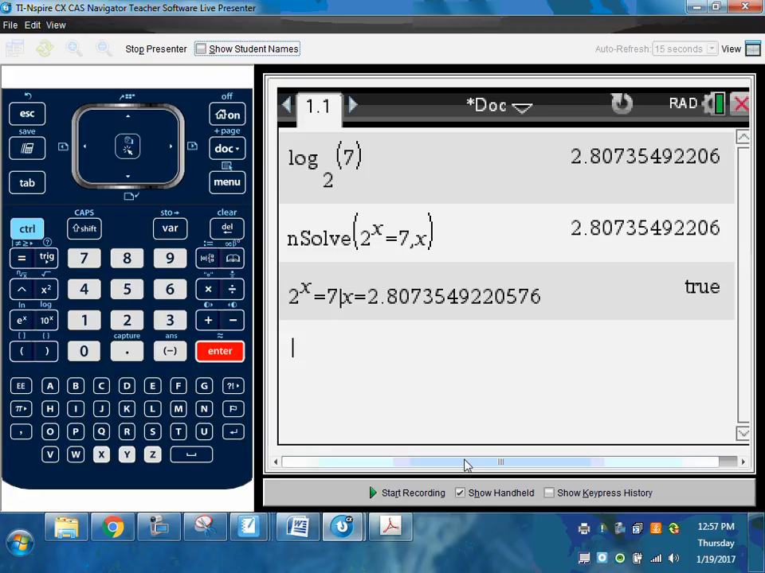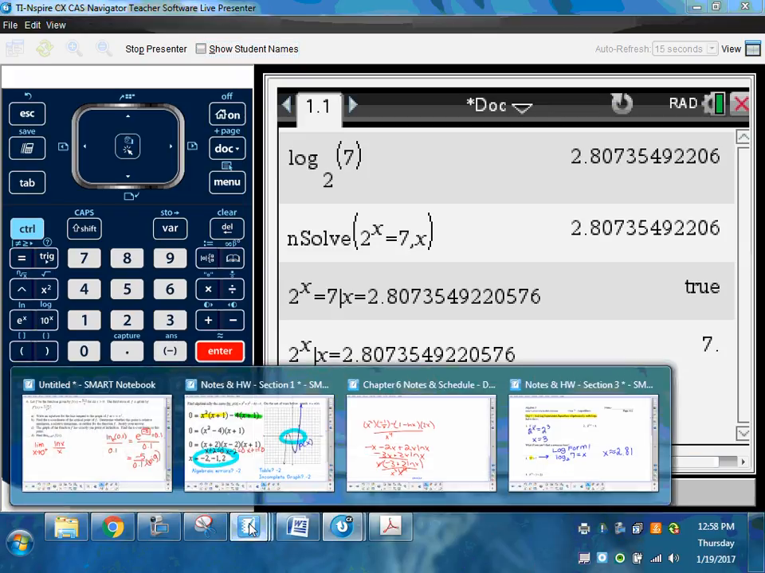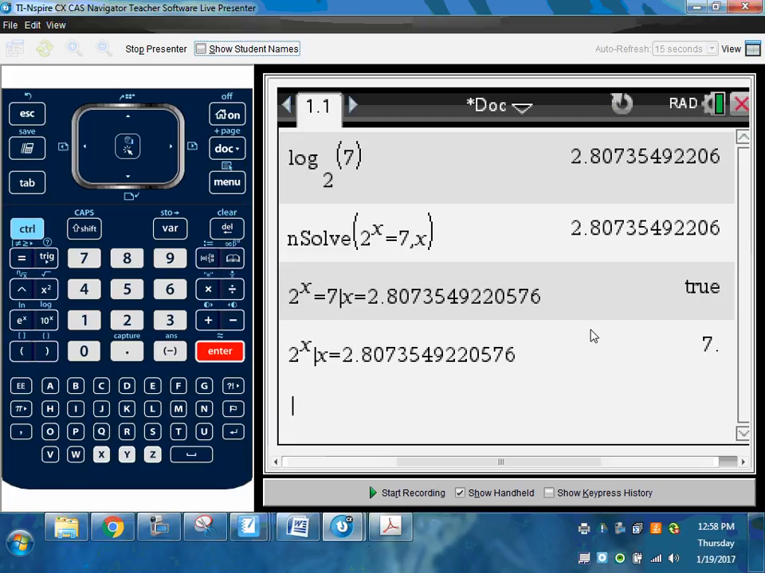The other way of checking it is this. Do out 2 raised to the x, and then don't put an equal sign, put a bar there, because you're going to evaluate out the expression at x equals 2.8 and some change. Select that mess. What does it come out to be? 7. There's literally 3 different ways you can check every question. I need you to do one of them. Questions on that?